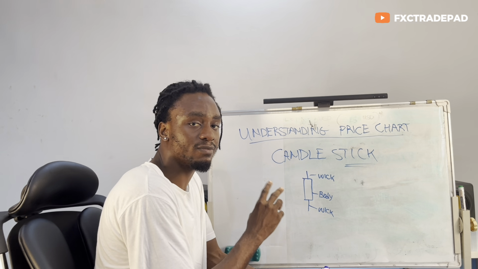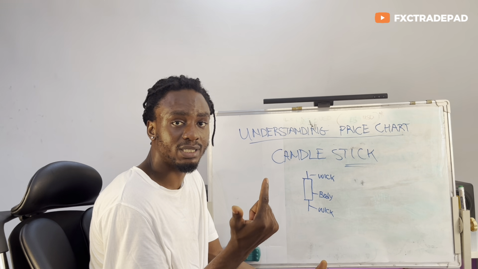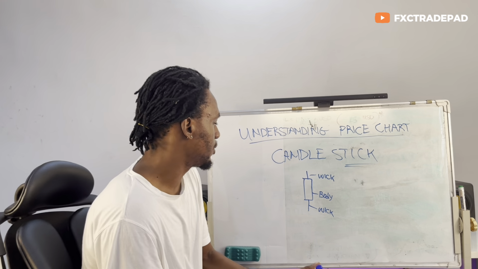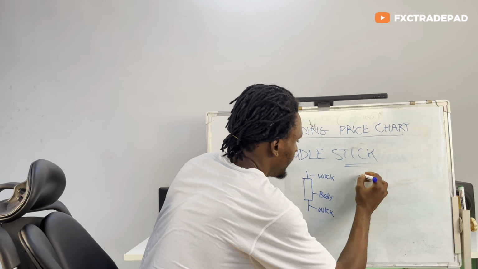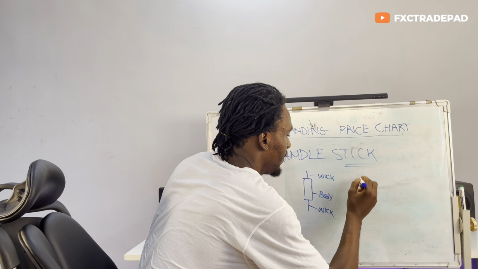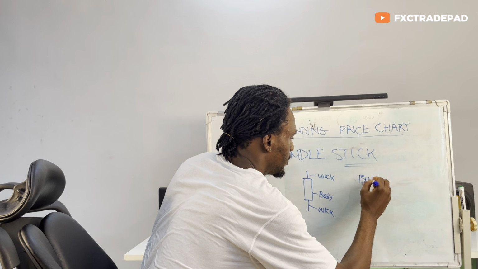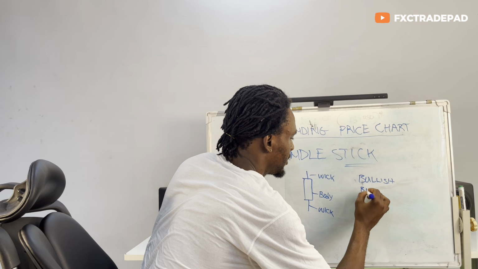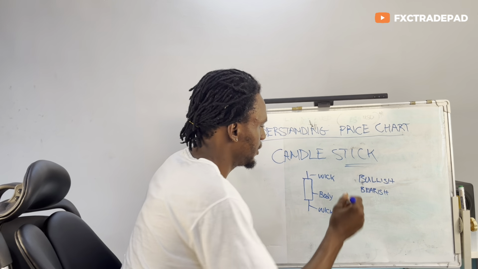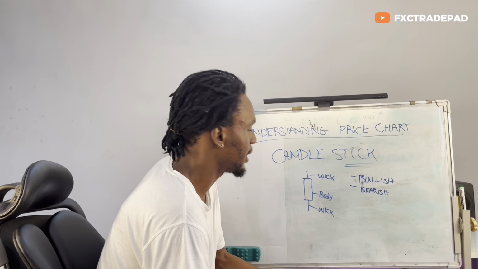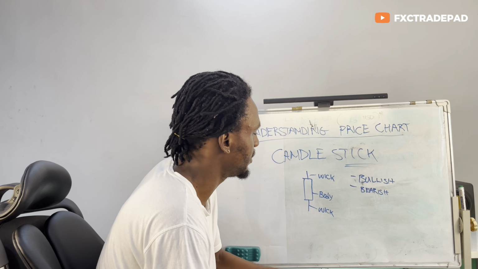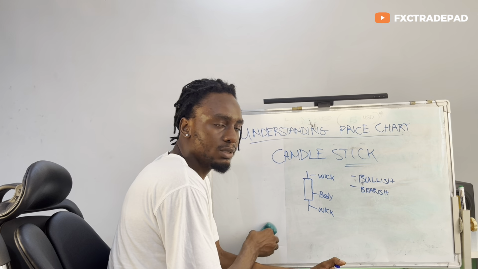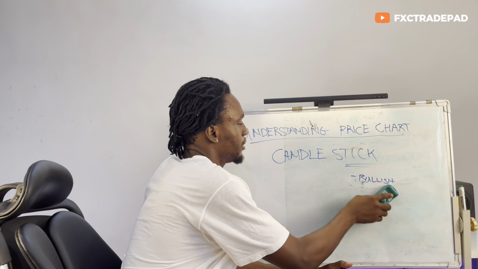So we have two types of this candlestick. We have the bullish candlestick, that is the one that is for buy, and we have the one that is for sell. All right, so let's go ahead. We have the buy candle, which they can call bullish, and we have the bearish. So these are the two types of candlesticks that we have, the bullish and the bearish. So I'm going to clean this off to now draw the bullish and the bearish candle illustration.